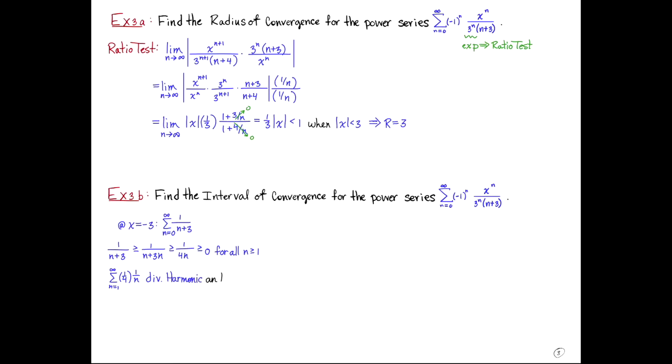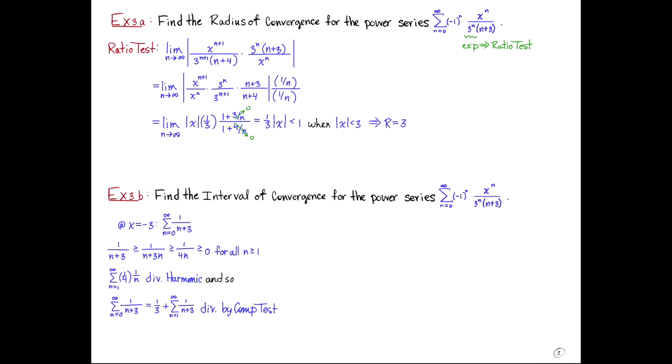And so the sum from n equals 0 to infinity of 1 over n plus 3, which is equal to, when n is 0, 1/3 plus the sum from n equals 1 to infinity of 1 over n plus 3, diverges by the comparison test.